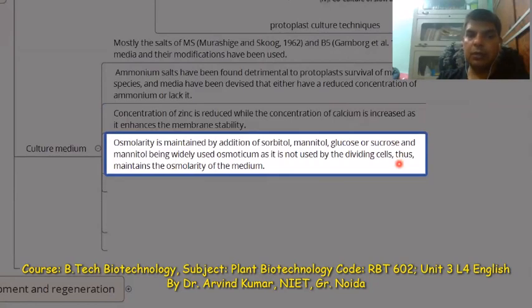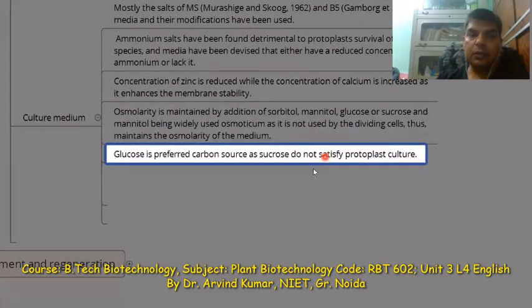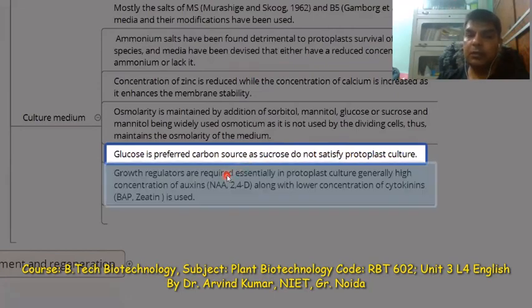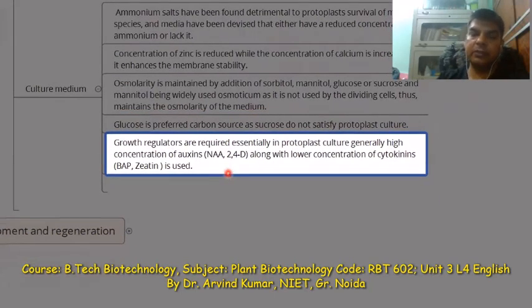Third one is osmolarity. Osmolarity is maintained by addition of sorbitol, as we have seen previously, mannitol, glucose, and sucrose, with mannitol being widely used as osmoticum, as it is not used by the dividing cells, thus it maintains the osmolarity of the medium. Now please underline this thing, that why we use mannitol as one of the most commonly used osmoticum, because it is not used by the cells. Glucose is the preferred carbon source as sucrose does not satisfy the protoplast culture. Again, it is actually the outcome of the research that scientists have found that glucose is preferred as carbon source.